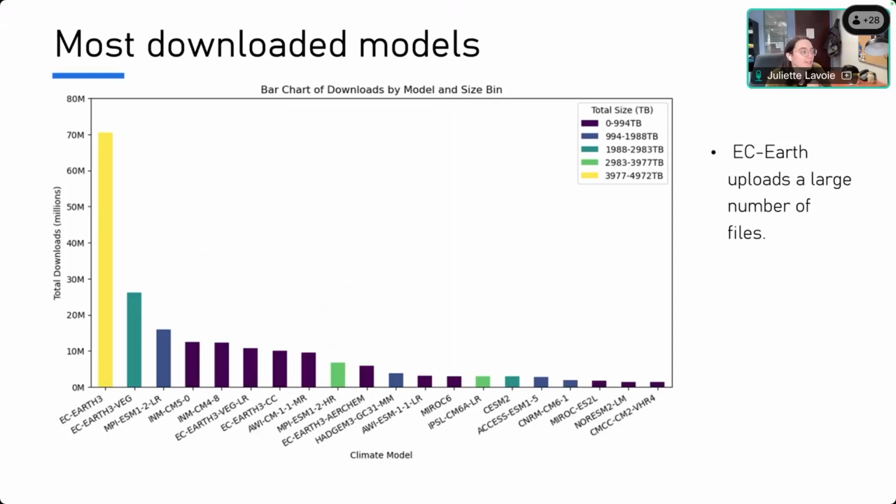Another thing we look at is downloads per model, and we can also see strange things where ECR seems to be extremely popular. It's not necessarily because everybody loves that model, but because ECR uploads a large number of files, like one file per year instead of one file for the whole time series, so that will also play a role. That's another thing we have to take into consideration when we look at usage.